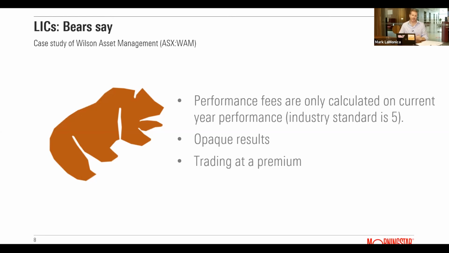So the way fees work, you'll generally have a set fee that you pay. Just for simplicity's sake, let's say it's 1%. That means every year you will pay 1% of what you've invested in that LIC as a management fee. That goes to the management company. If it's Wilson Asset Management, it goes to Wilson Asset Management. It's paying them for managing this LIC.